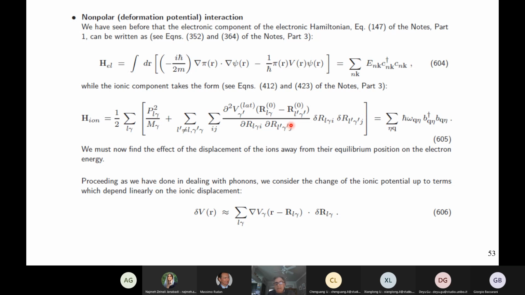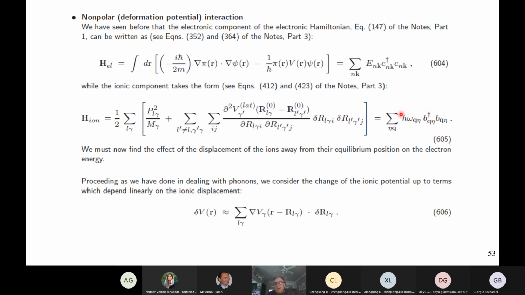modes, where n is the number of ions in the cell, 3 acoustic, 1 longitudinal, 2 transverse, and the remaining 3 times n minus 1 optical modes. For diatomic materials with 2 atoms per unit cell, it will be 3 acoustic and 3 optical.